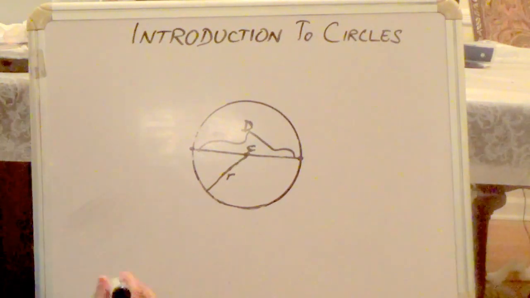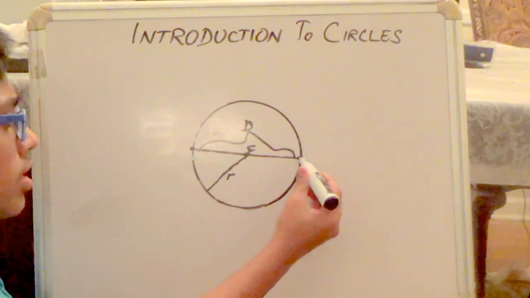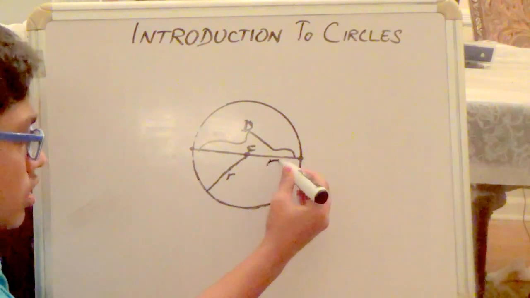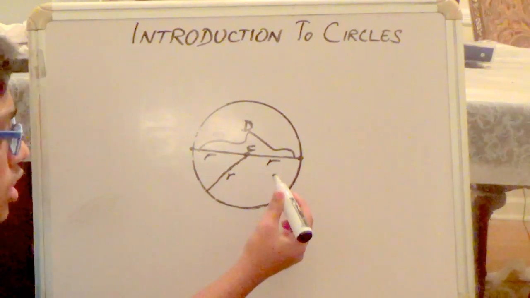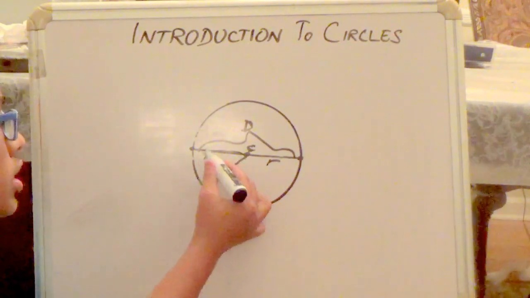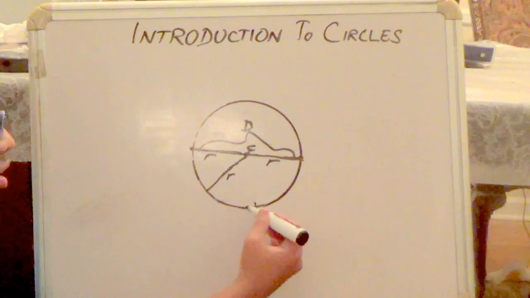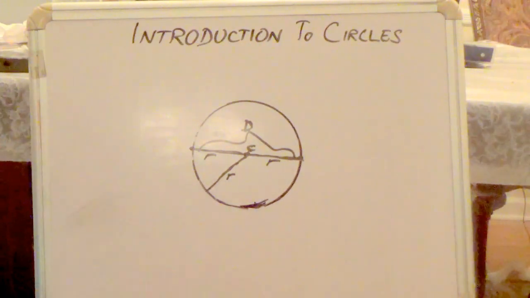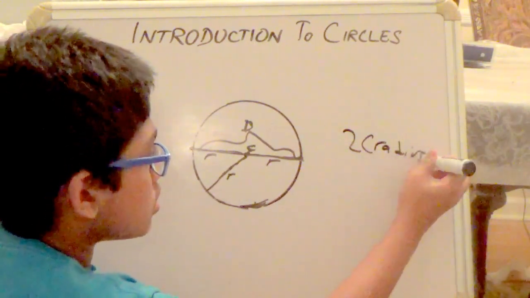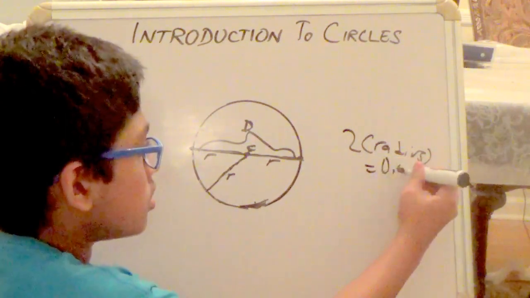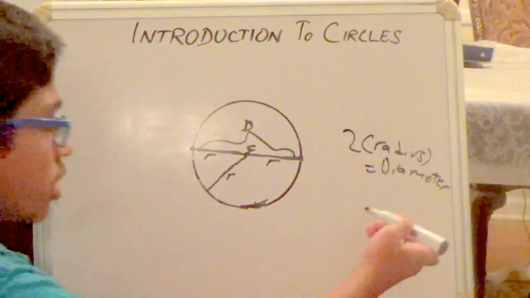Oh, and another interesting fact, anywhere from the center to an end is a radius, so 2 times the radius is the diameter. That's interesting, right? Because think about it. This is a radius, and this is a radius, and combined they form a diameter, right? I hope that makes sense, because you have to remember this. 2 times radius equals diameter. Really, really important. Or 2R equals D.